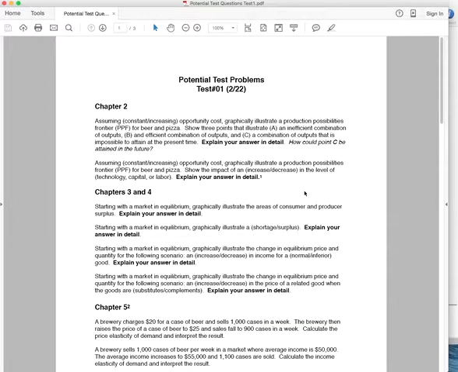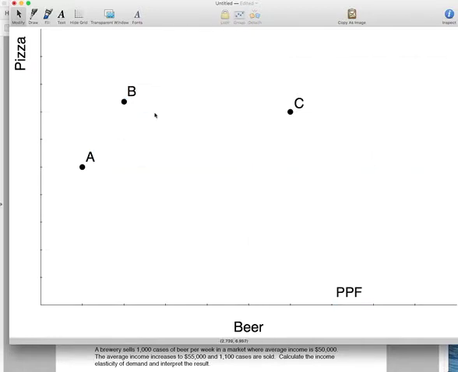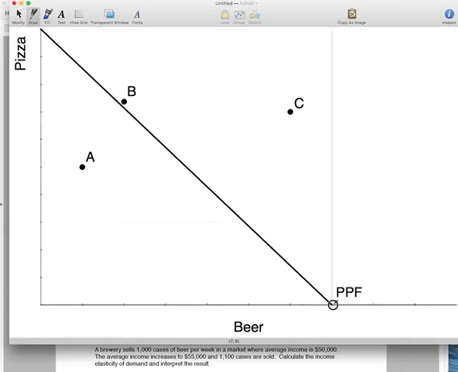So the next question is, assuming constant or increasing opportunity cost. I already illustrated that to you. Realize that for the first question, I just did the example assuming increasing opportunity cost. This would only be different for constant opportunity cost if that wording was changed, as long as the PPF is downward sloping.